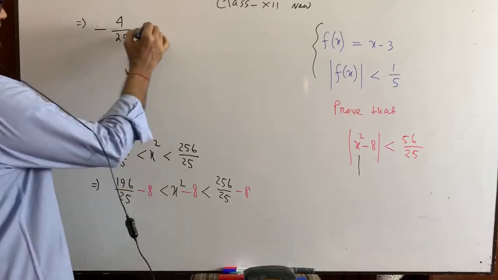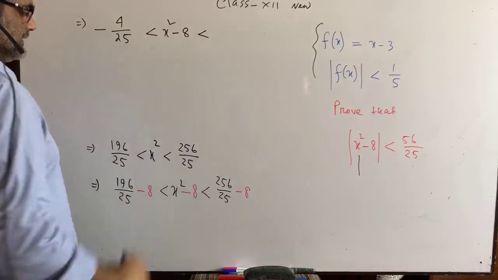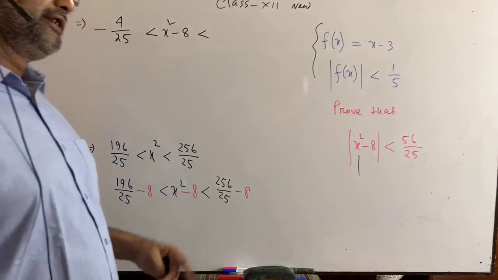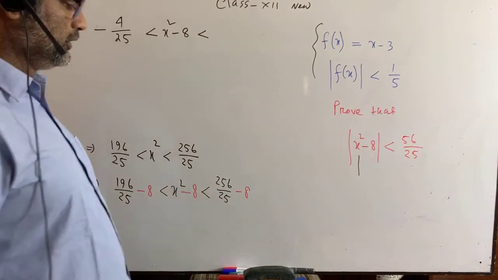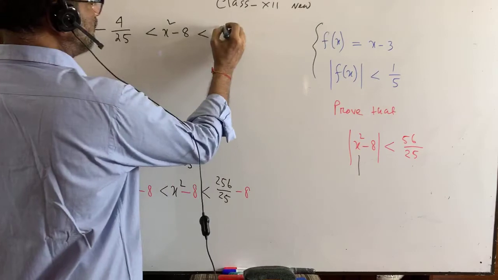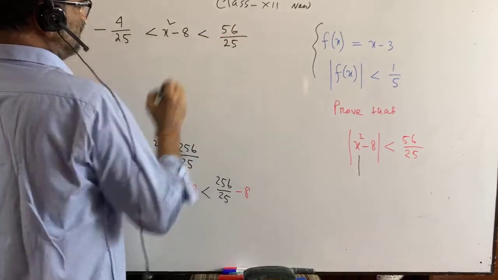Now it is less than x square minus 8. Again it is less than, you see, 25 into 8, it is again also 200. 256 minus 200 is equal to 56 by 25.